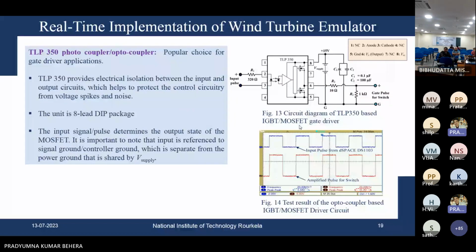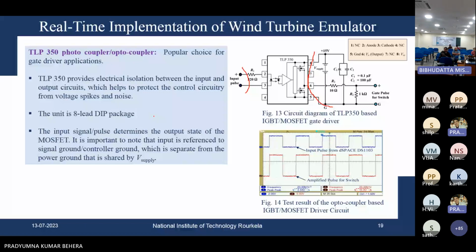Next is the implementation of the MOSFET gate driver. Basically, we are using a TLP350 based photocoupler or optocoupler. It is a popular choice for gate driver application. The TLP350 introduces an isolation between the input side and the output side, which helps to protect the control circuitry from voltage spikes as well as noise. So basically, you can see it is an 8-pin dual inline package. It is having 8 legs, and the input signal or the pulse basically determines the output state of the MOSFET.